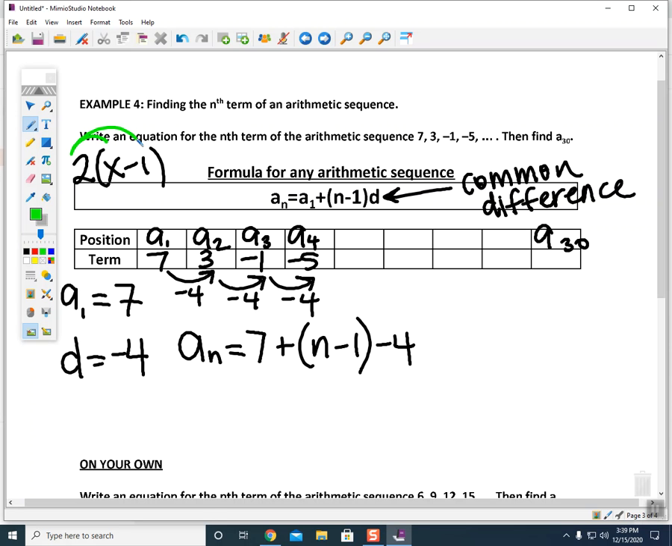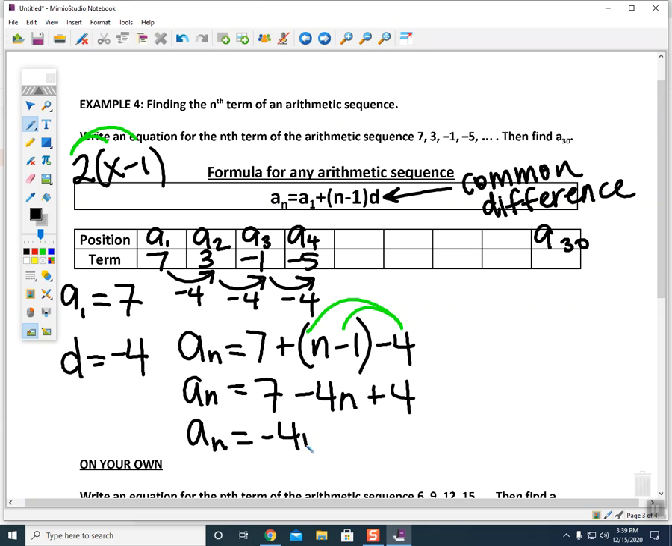I'm going to say something that may blow your mind, may not, we'll see. It does not matter which side of the parentheses the number is on, you're still going to distribute. So in this case, my -4 is on the right-hand side of my parentheses. Doesn't matter. I'm still taking the -4 and I'm distributing it to both terms. So when I do that, I have a sub n equals 7 minus 4n plus 4. Combine like terms, then I have a sub n equals -4n plus 11.